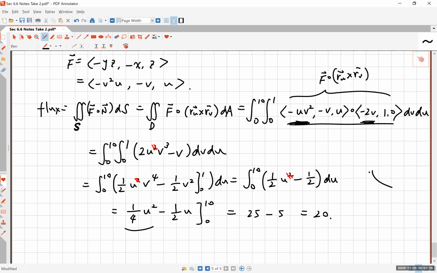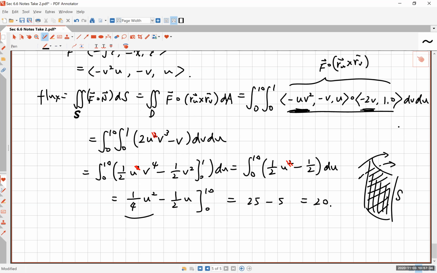All right, remember the flux is going from here to here. So what we have just discovered is that over this surface S, from this side to the other side, the flux, or the amount of flow of this object, is 20, whatever the unit is. Maybe it's 20 gallons, maybe it's 20 liters, maybe it's 20 whatever. But the flux is calculated as 20.